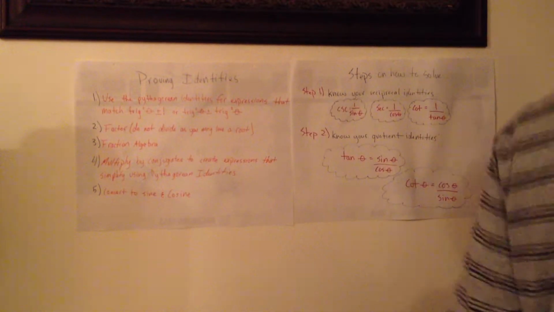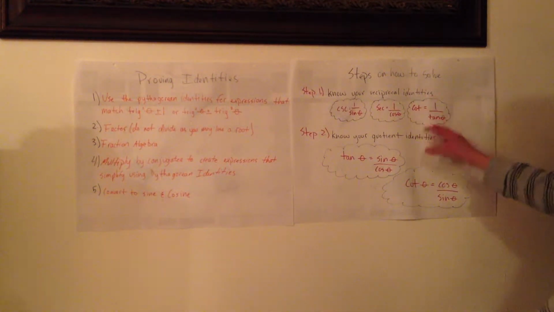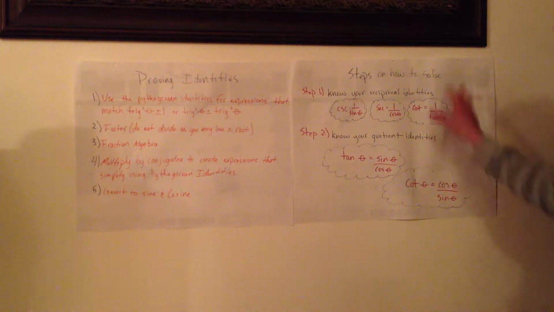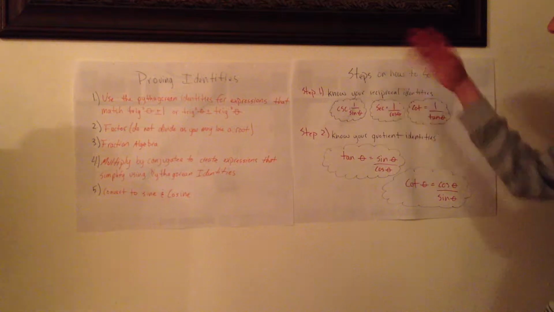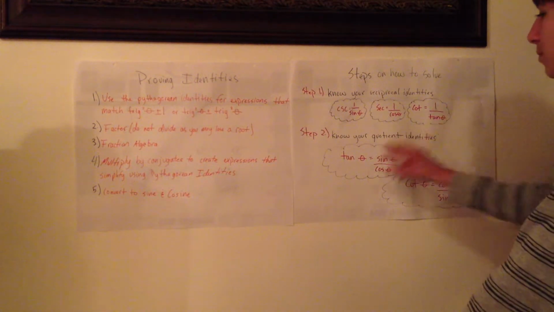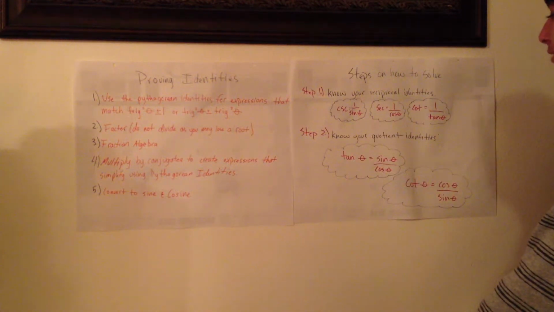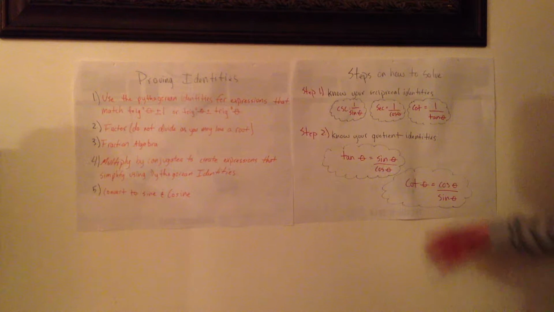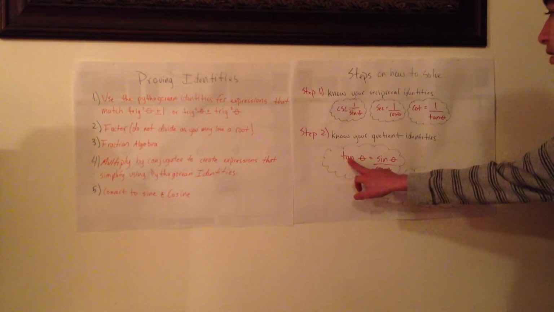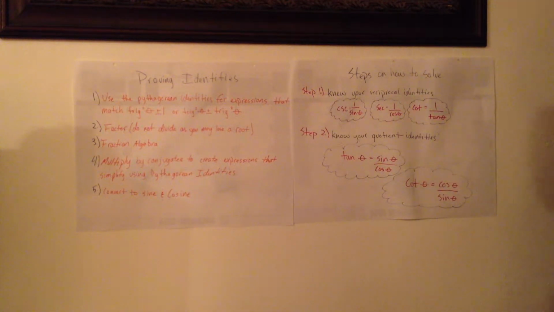Alright, now, steps on how to solve. Step 1: know your reciprocal identities. There are many more, but I find if you know these, you can basically get your other equations just by using simple stuff like this, because you can keep converting until you get all the ones you need. Step 2: know your quotient identities. Tangent theta equals sine theta divided by cosine theta, and cotangent theta is just the opposite of this, because cotangent theta is 1 over tangent, so you're just going to flip this.